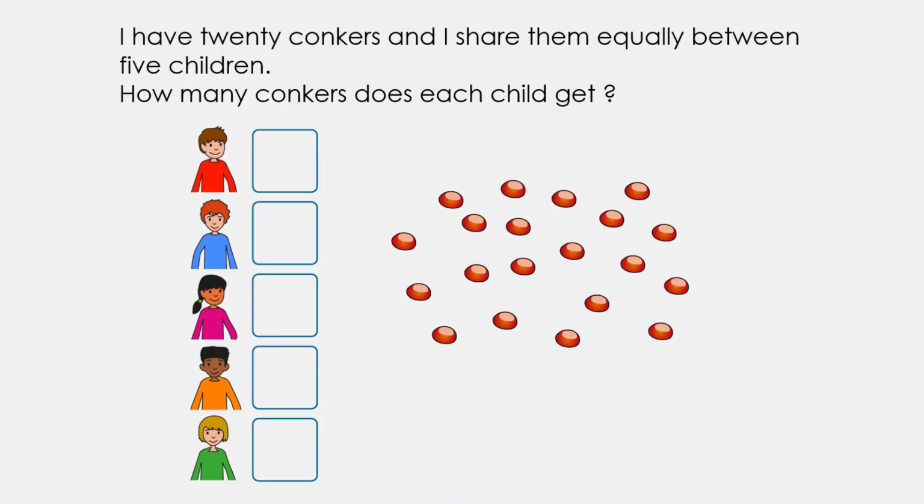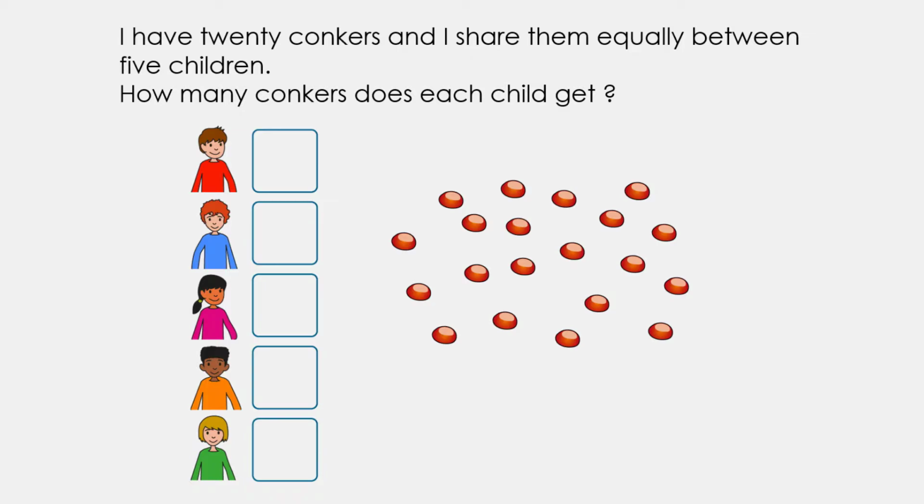But we're going to get stuck into our sharing equally. Here's our first problem. I have 20 conkers and I share them equally between 5 children. How many conkers does each child get? How would you think about that? How might you do it? And maybe you want to do that at home. You could get 20 of something and then share it out between 5 people, 5 groups. Let's go through it together now.